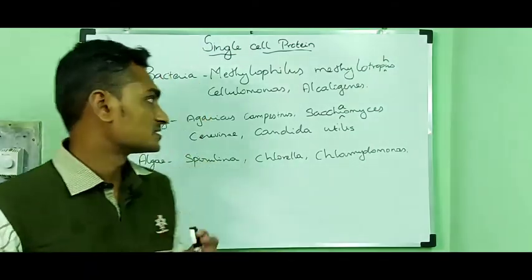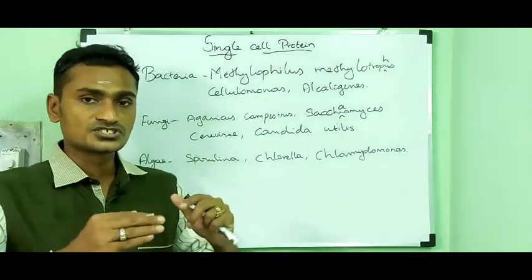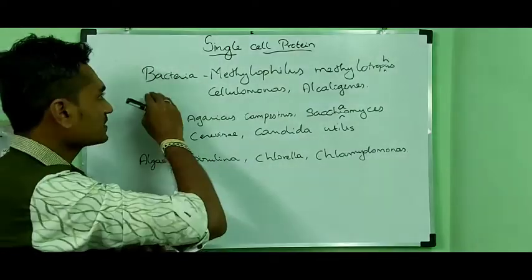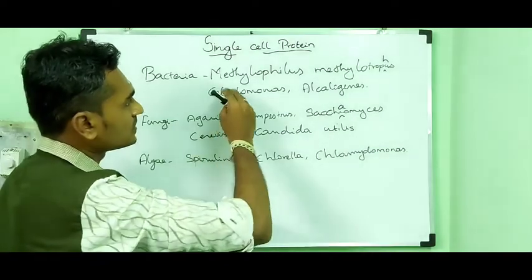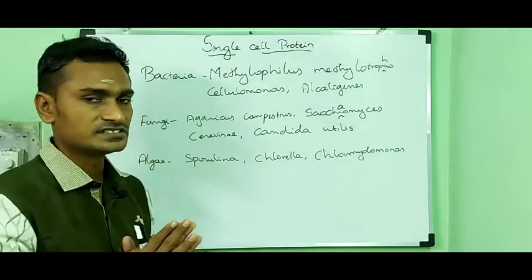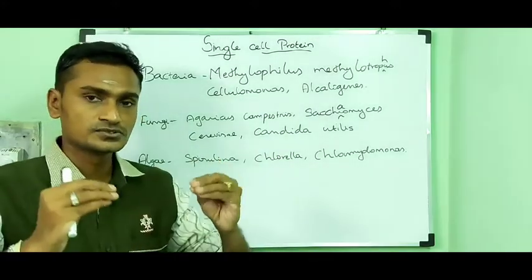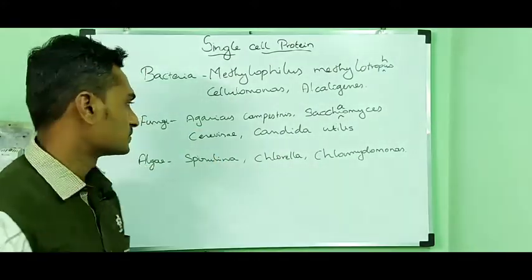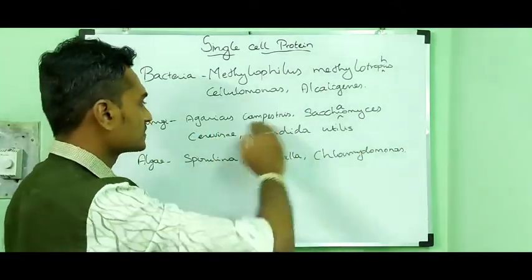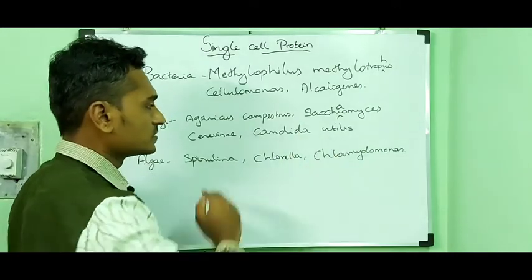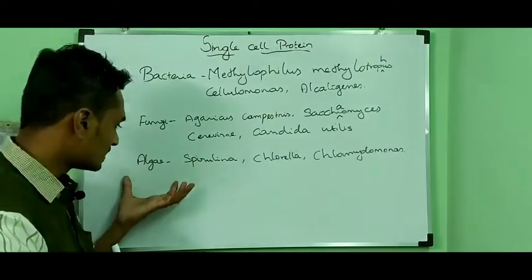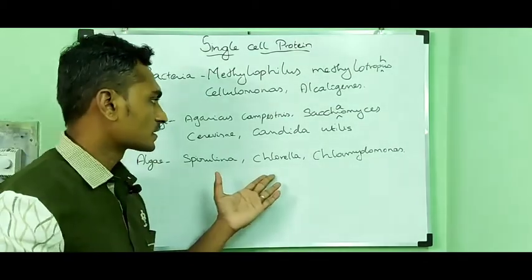Then these are some of the microorganisms which are used in the production of single cell protein. In bacteria: Methylophilus methylotrophus, Cellulomonas and Alcaligenes. So these are the bacteria which are used in the production of single cell protein. Then in fungi: Agaricus campestris, Saccharomyces cerevisiae and Candida utilis. So these are the fungi which are used in the production of single cell protein.